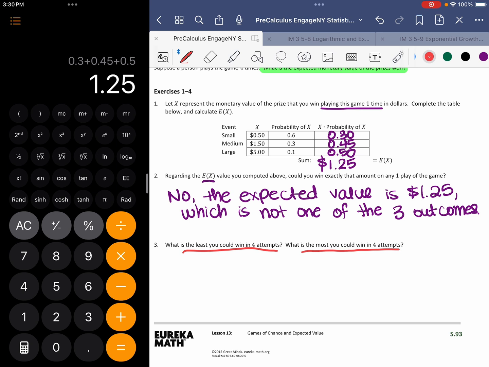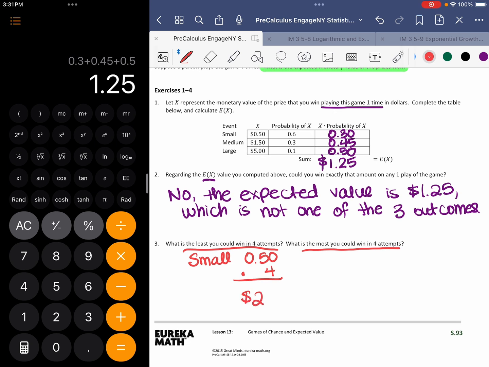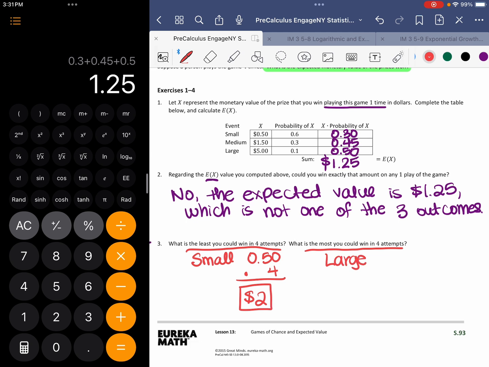Okay, so hopefully you took a look at the small event, and the small event is 50 cents. And when you multiply 50 cents by 4, you would get that the least you could win in 4 attempts is $2. And the most that we could win in 4 attempts, hopefully you took a look at that large amount. And if you won a large all 4 times, you multiply that by 4, the most we could get is $20.